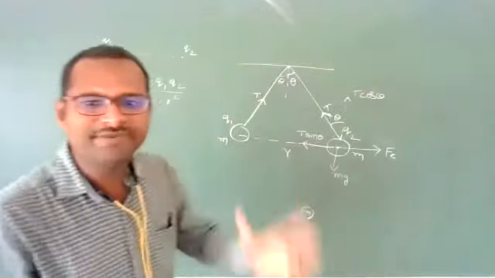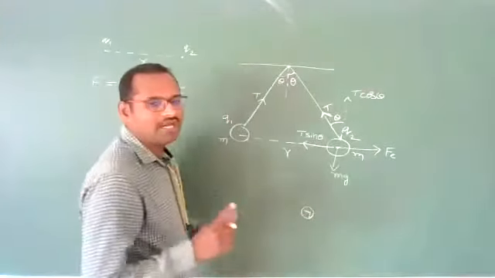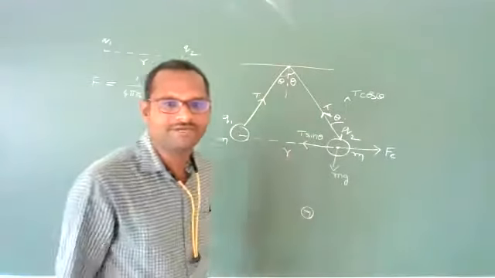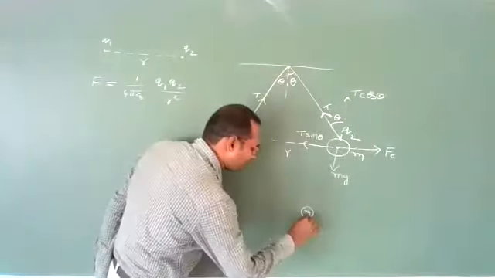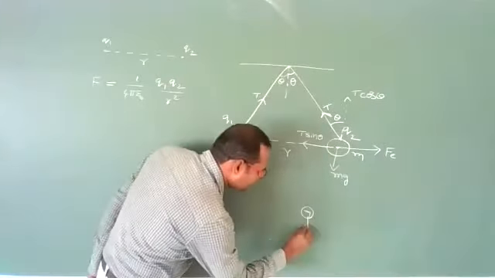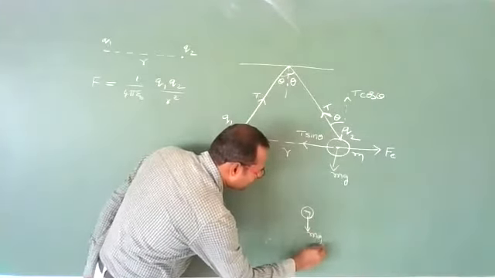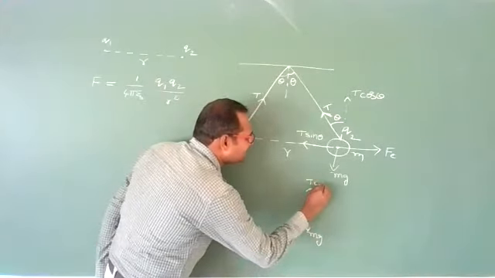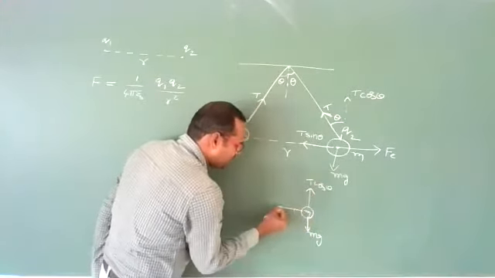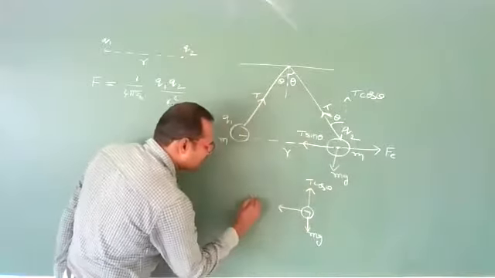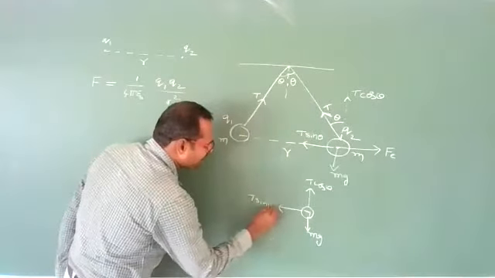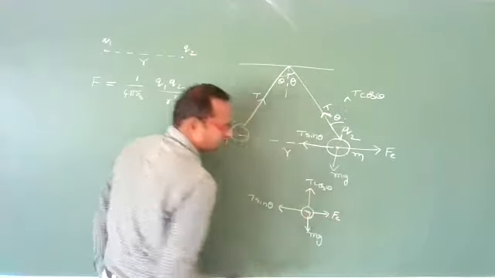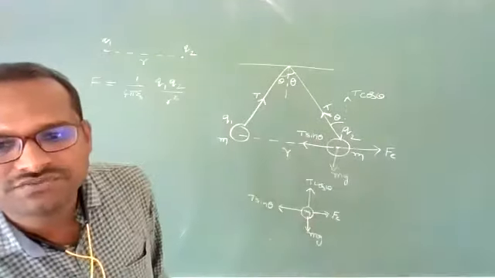Now in the FBD, I have to show all the forces which are acting on that spherical object. One is weight, mg, vertically downward, and vertically upward T cos theta is acting. In the horizontal direction, T sin theta is acting in this direction, and in this direction Fe is acting, the electrostatic repulsive force.